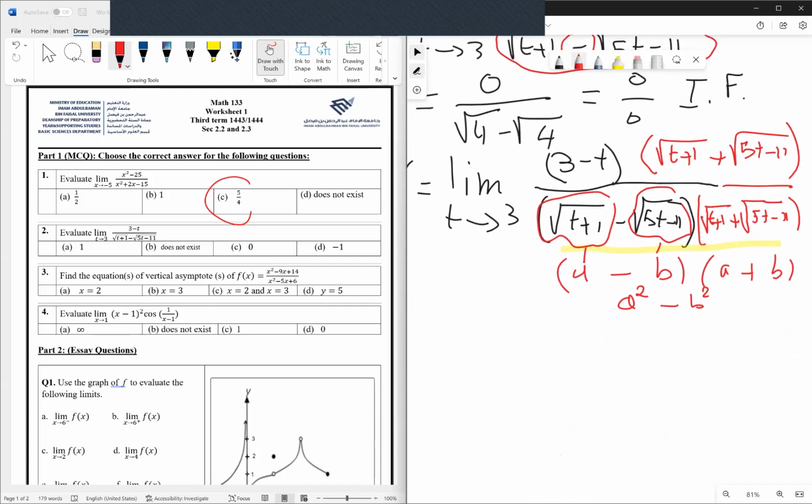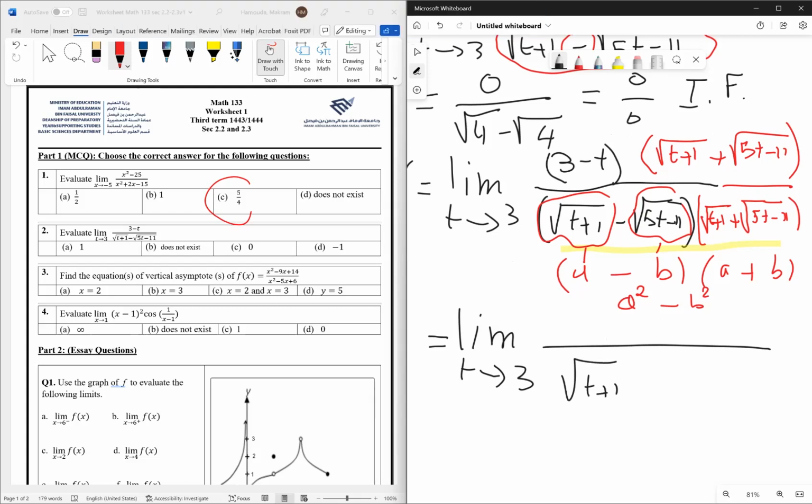I will continue the computation here. So it is equal to limit t approaches 3. Denominator, which is already root t plus 1 squared minus root 5t minus 11 squared. And in the denominator, I will keep it like that. 3 minus t times the conjugate, which is root t plus 1 plus root 5t minus 11.